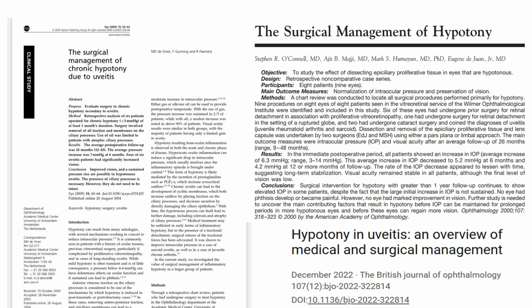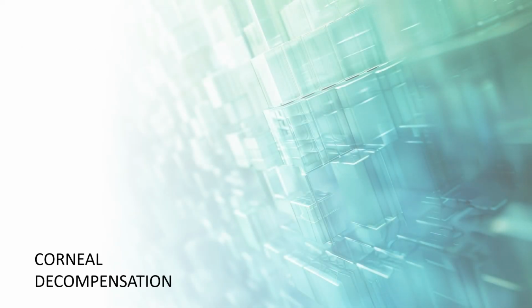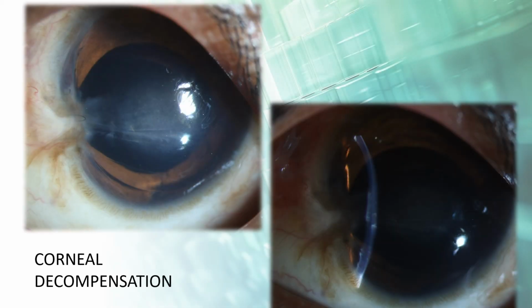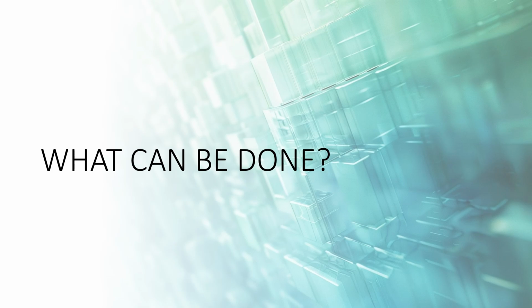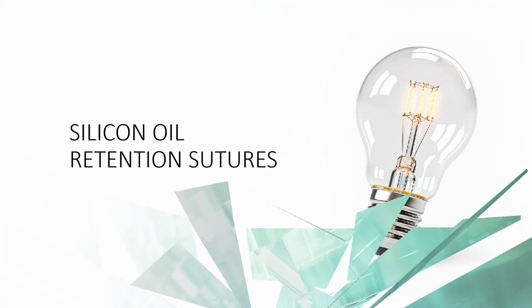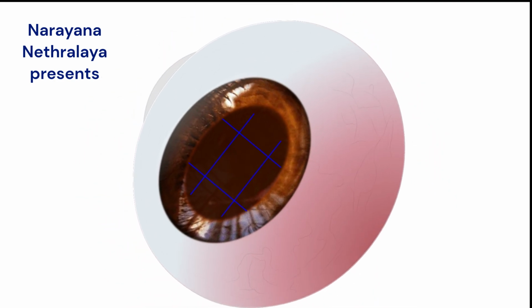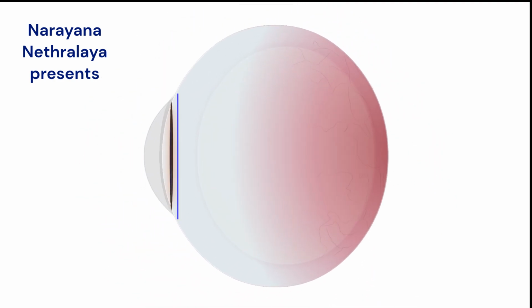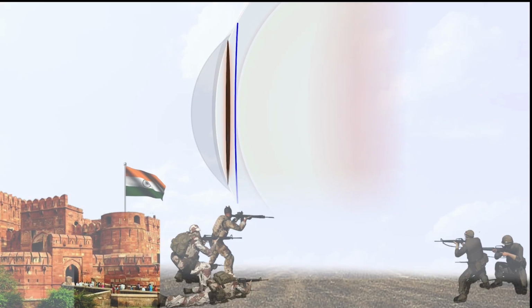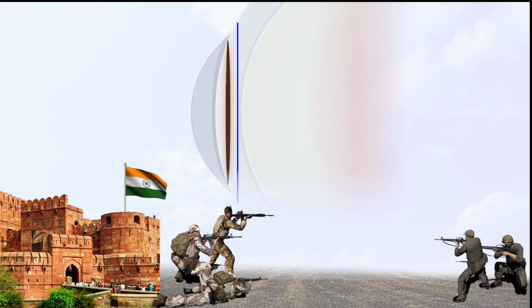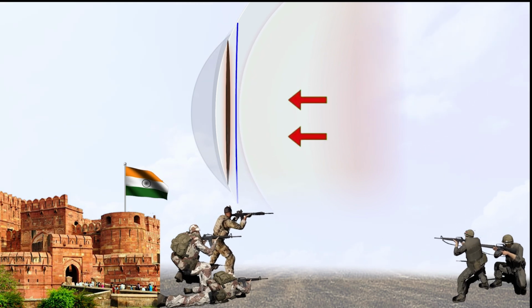The main postoperative concern in aphakic eyes is anterior migration of oil, which ultimately leads to corneal decompensation. So what can be done? We know the answer. Silicone oil retention sutures are placed 1 mm posterior to the limbus and act as a barrier between silicone oil and the anterior chamber, preventing its contact with the cornea. Much like the line of control, our soldiers protecting our country from intruders.